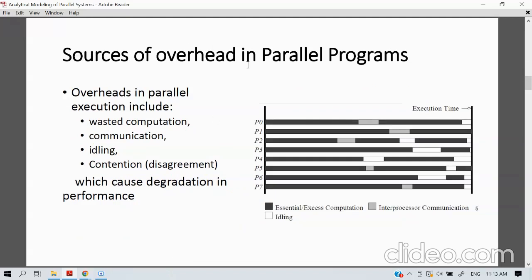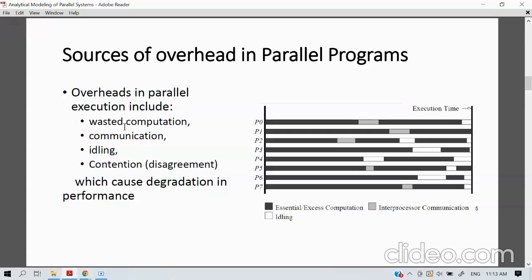What are the factors that affect the overhead that might happen in a parallel program? So the first one is called wasted computation. Number 2 is communication between the processors, and then idling, waiting time, and then contention. Contention means maybe there is a conflict.